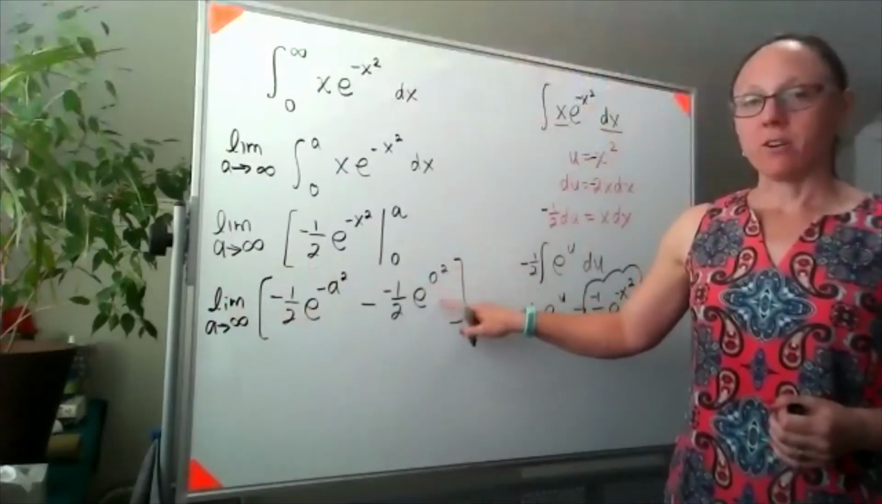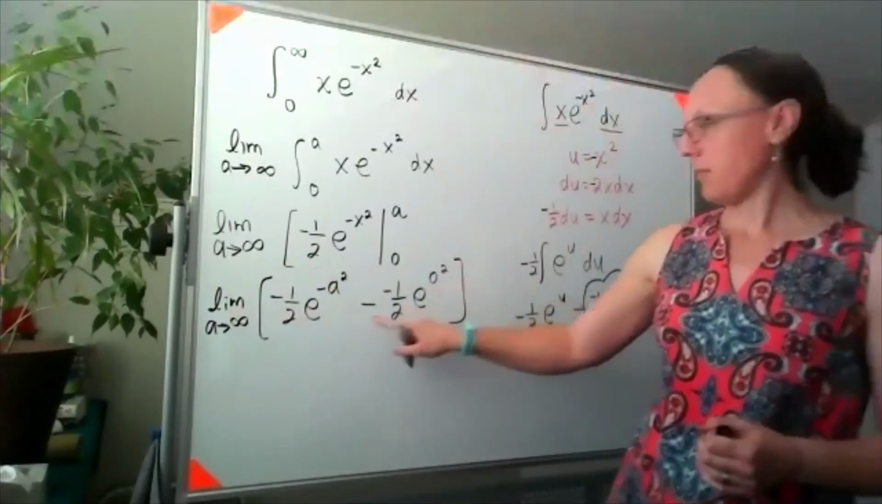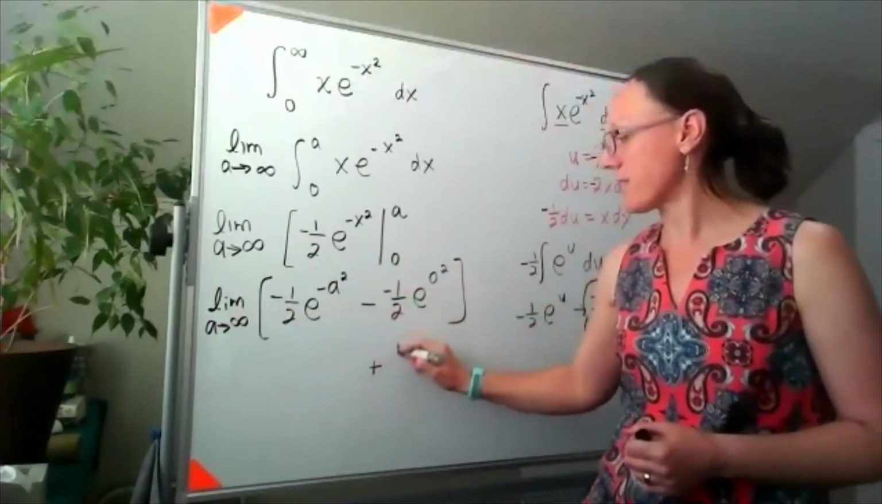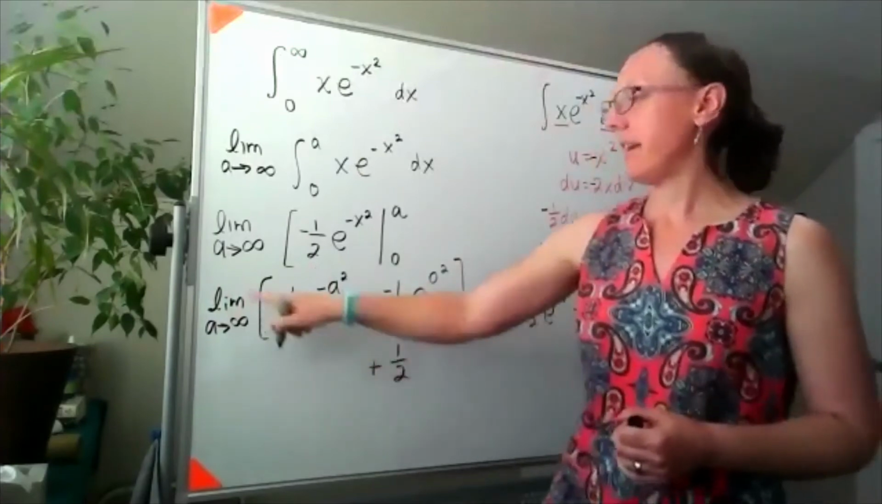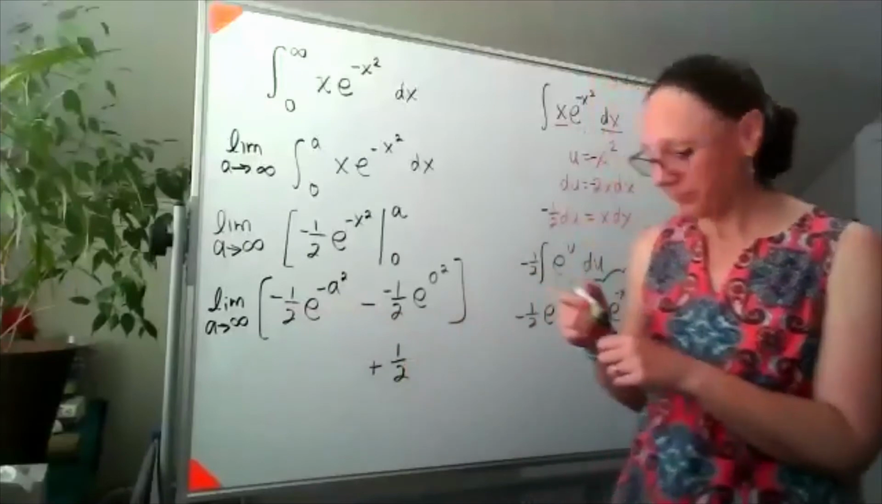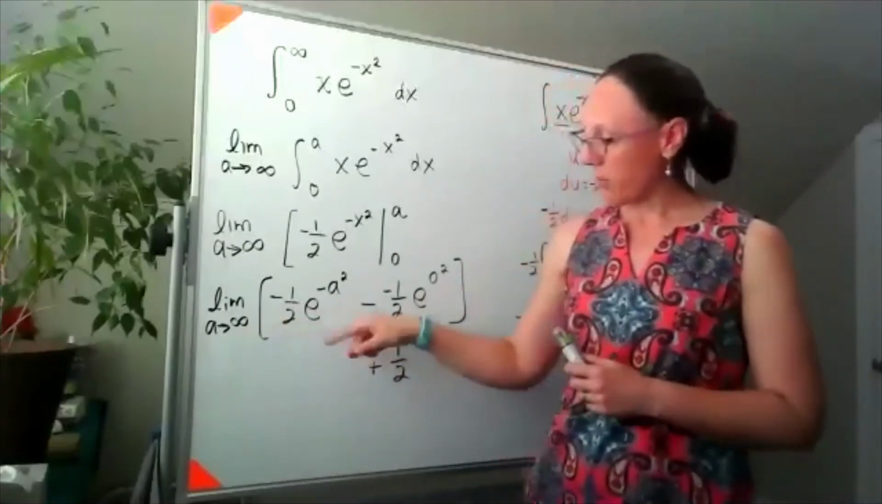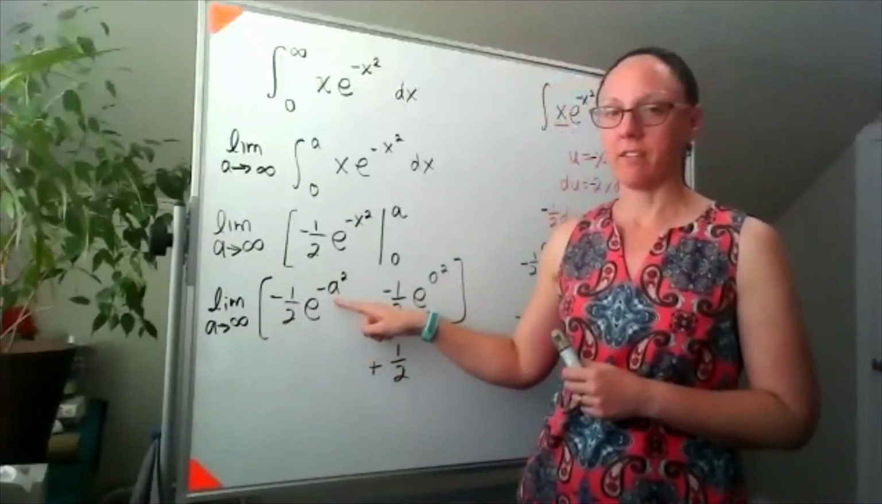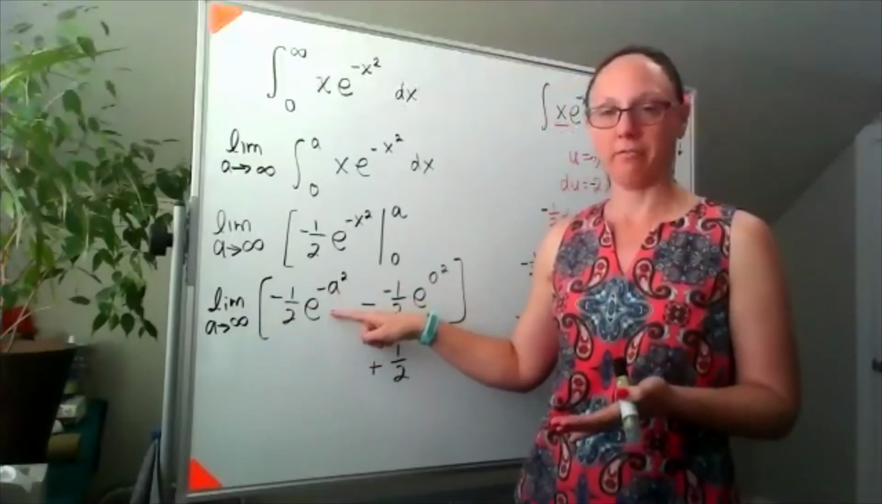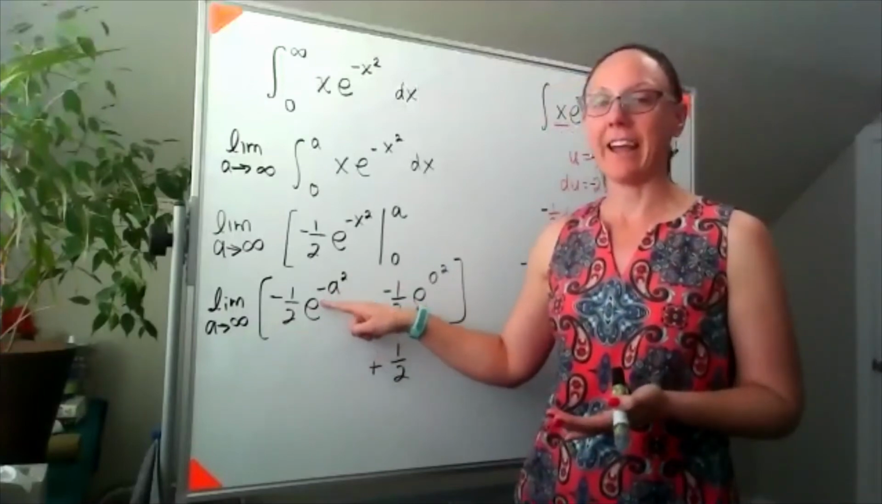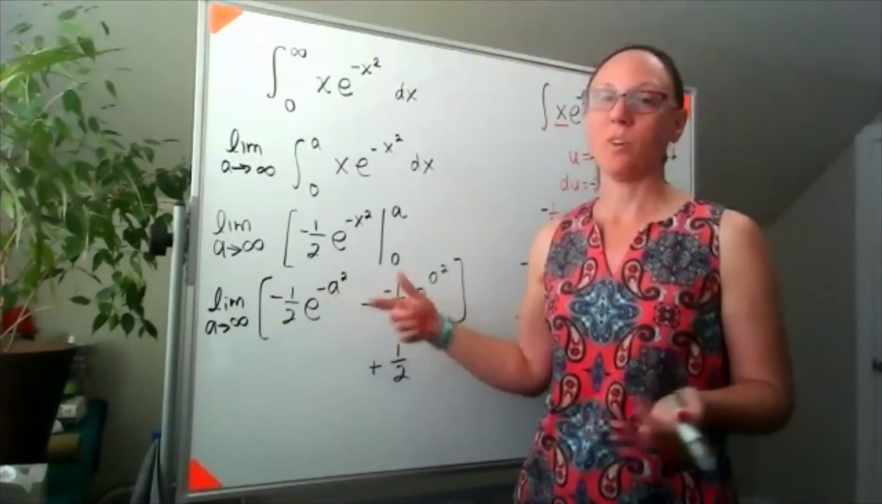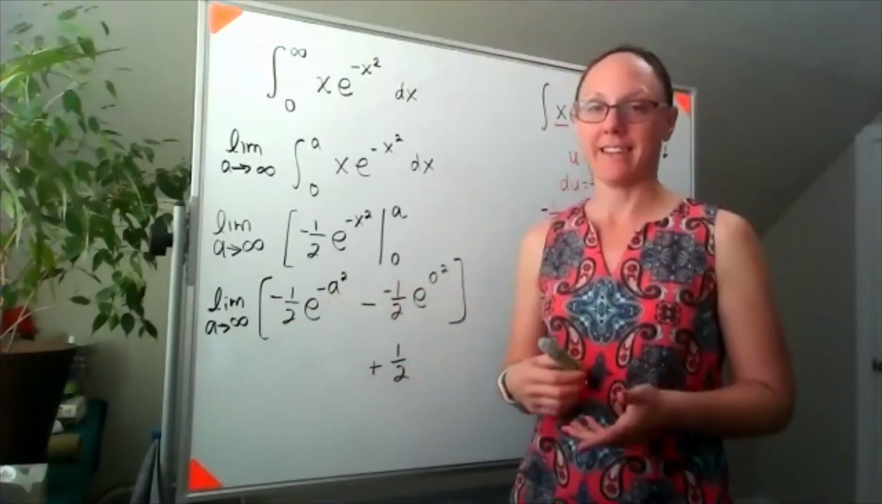0 squared is 0 and e to the 0 is 1. Minus a minus will make that plus 1/2. Now we have to deal with this limit. As a approaches infinity, this looks like infinity squared, which is still infinite. And e to the negative infinity squared, well, e to the negative infinity is headed to 0.